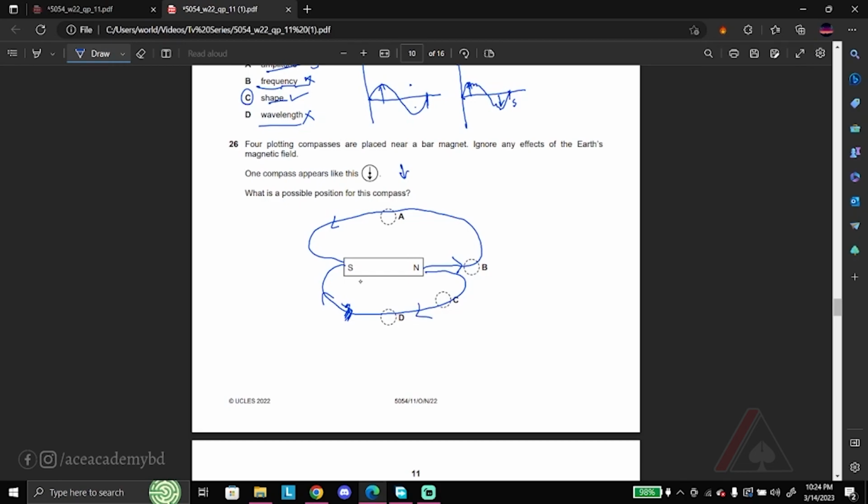So let's go over them one by one. At A, the arrow will be pointing this way. At B, it will be this way. At D, it will be towards the left. Now at C, it points in the direction like this. If you see, C is the only arrow that's similar to the one given in the question, so C will be our answer.